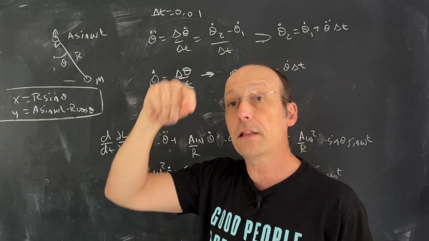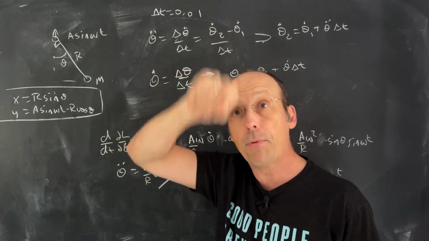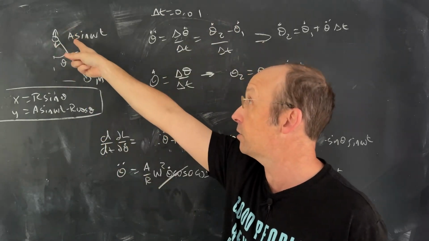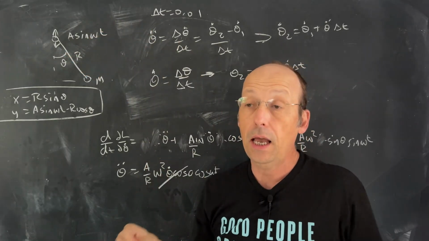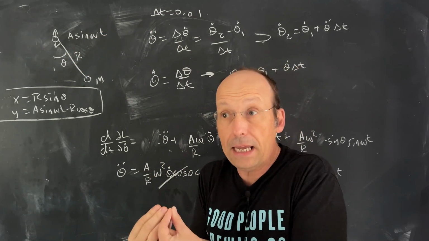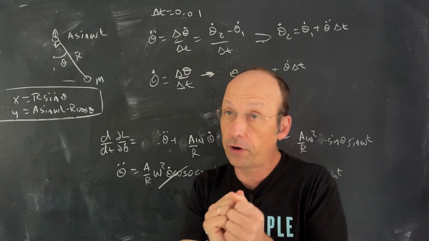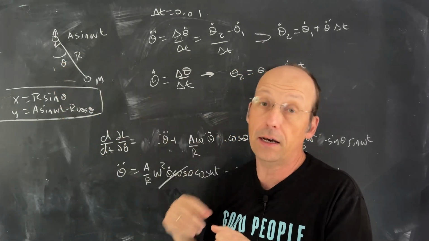So a jiggle pendulum is like a normal pendulum, except the top point moves up and down, so that the position of the top is a sine omega t. Now, to do Lagrangian mechanics here, we only need one degree of freedom, one variable theta.